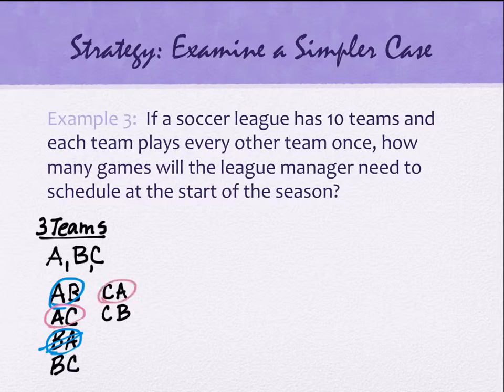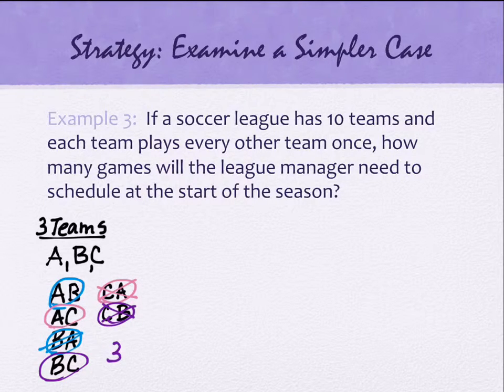Here's my AC and my CA, so this one I'm going to eliminate because I already counted it. And then this one, BC and CB, are the same, and so this one I'm going to eliminate because I already counted it, and I end up with 3. Started with 6, ended up with 3.